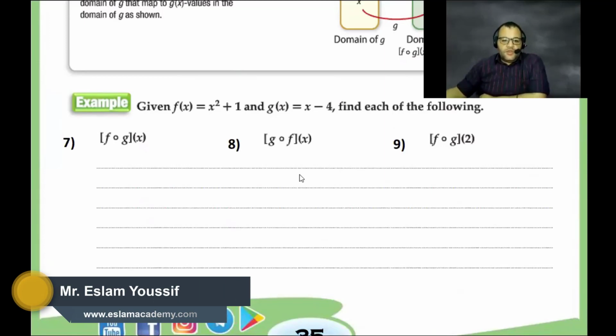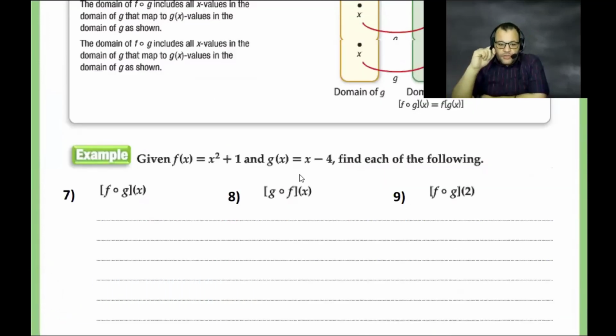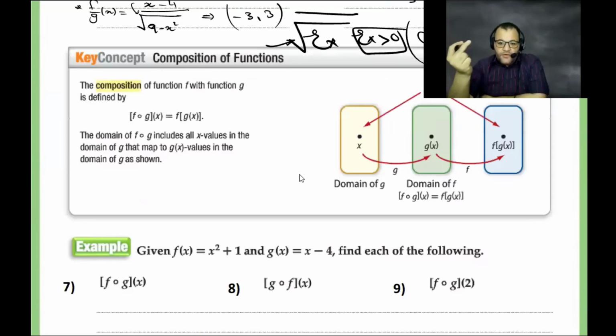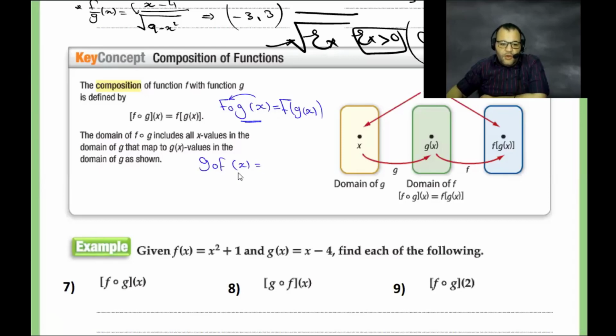So today, inshallah, we start with the composition of the function. What is the meaning of the composition of the function? Composition of the function means that we use one of the functions to substitute in the other one. We define the composition of the function by f composite g of x. What is the meaning of this? We use the function g of x to substitute in the function f, so it will be f of the function g of x. But when I say I need g composite f of x, it means I will use the function f of x to substitute in the function g, so it will be g of the function f of x. That is the difference between them.